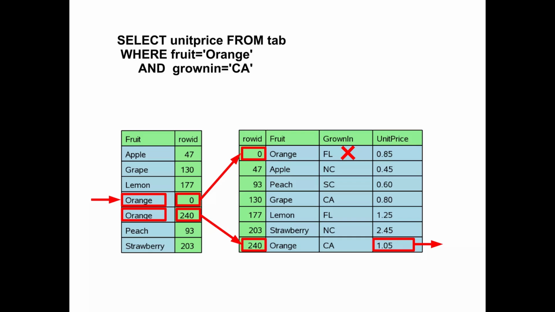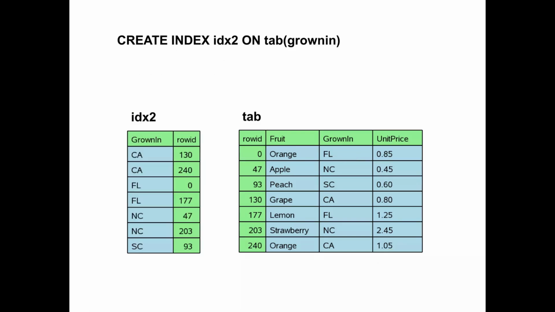Then we'll take each one of these row IDs and use it to look up into our main table. The first one is row ID 0, so it looks that up in the main table and says, oh, well, the agronomy is now Florida, and that doesn't work. So we have to reject that path. But on the second one, it is California, so we can output the result. And this is how you would do a lookup if you had 2 terms in the where clause.